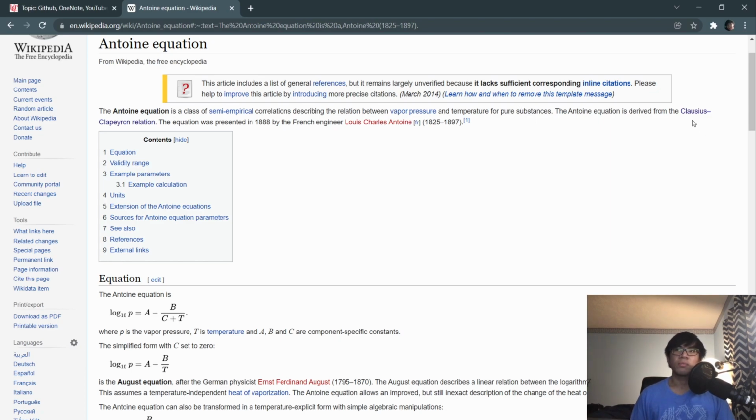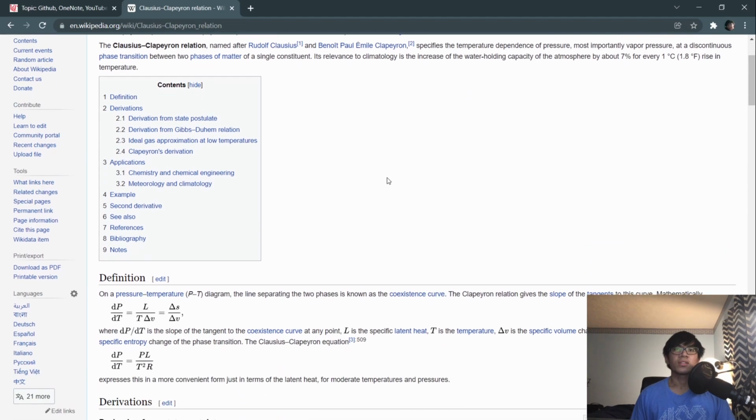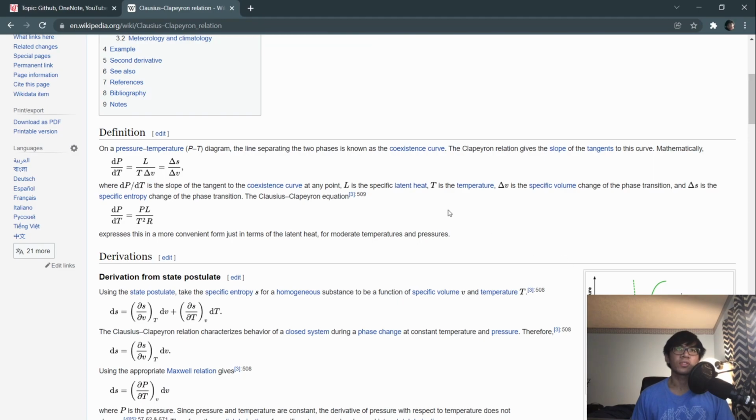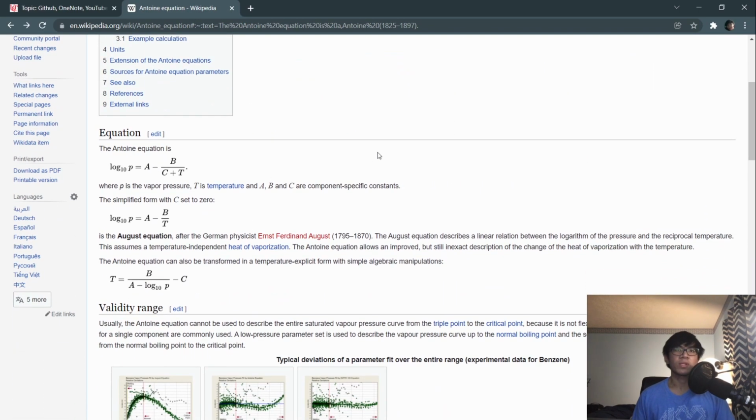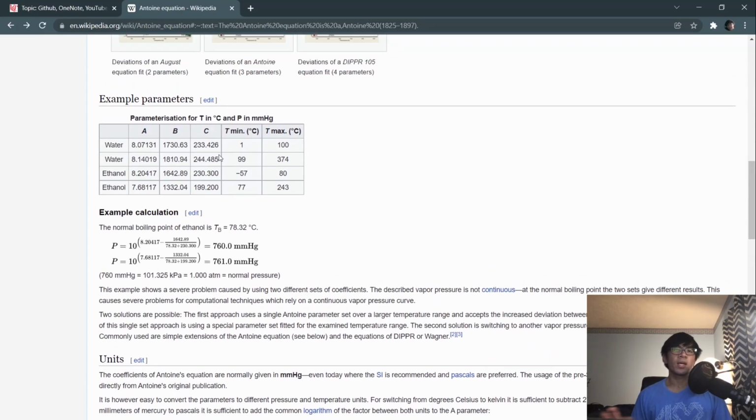And you notice it's derived from the Clausius-Clapeyron relation. That's basically another relation saying that there's no linear relationship between vapor pressure and temperature. In fact, there's a sort of curve to that. And this Antoine equation basically gives us some parameters, also experimentally determined based on certain conditions right here, and we can use those to find our pressure at any given value.